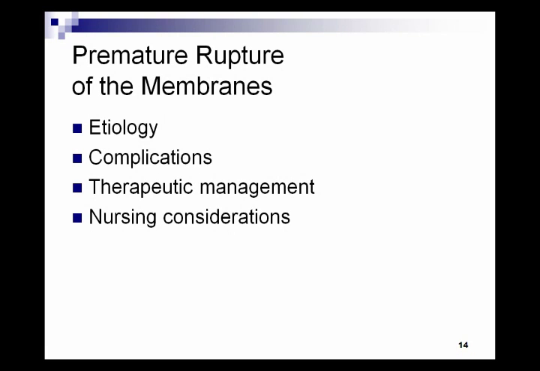So, how do we determine if it's true membrane rupture? A lot of women come in and say, you know, I think my water's broken. It could be urinary incontinence. It could be loss of the mucus plug. Well, when it comes to premature rupture of membranes, we have to be careful on whether we're going to triage with a vag exam.